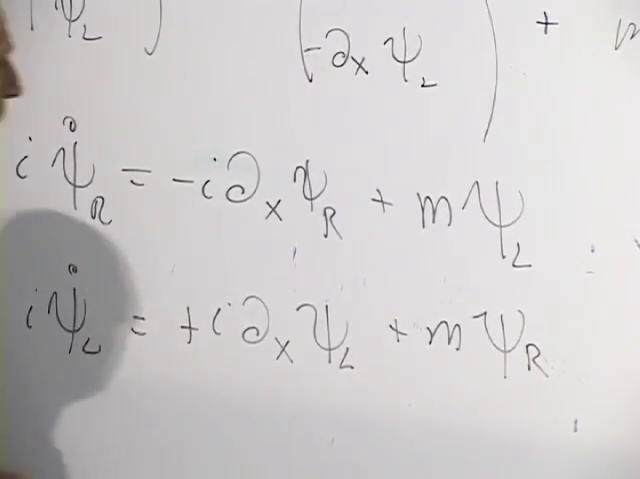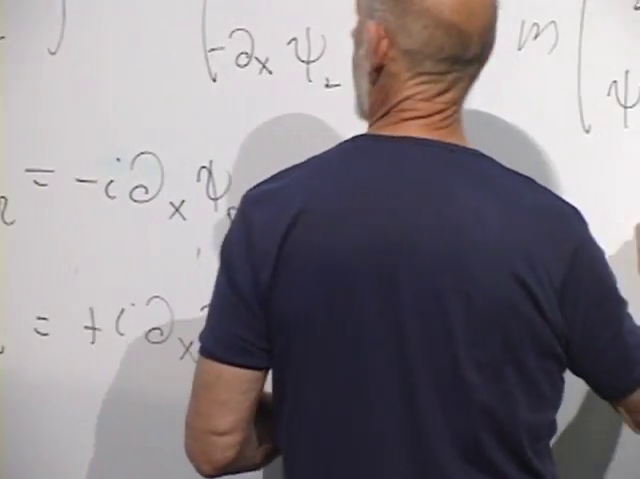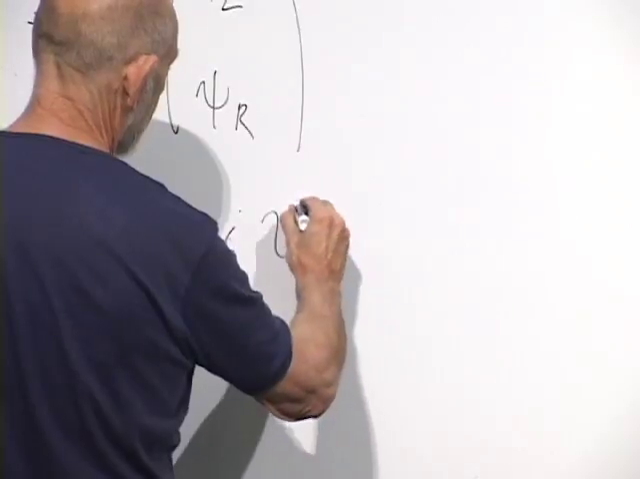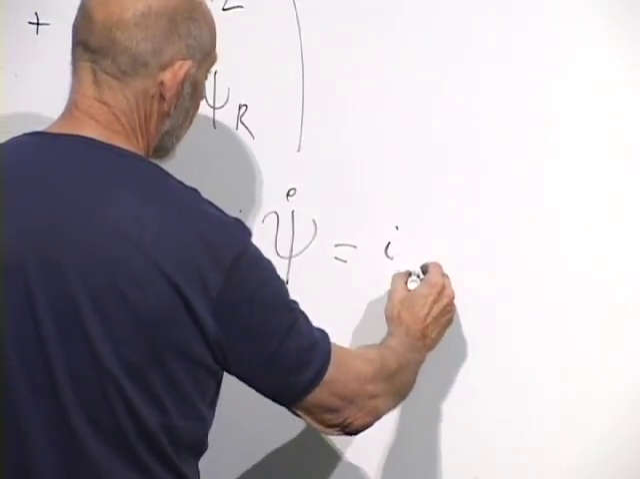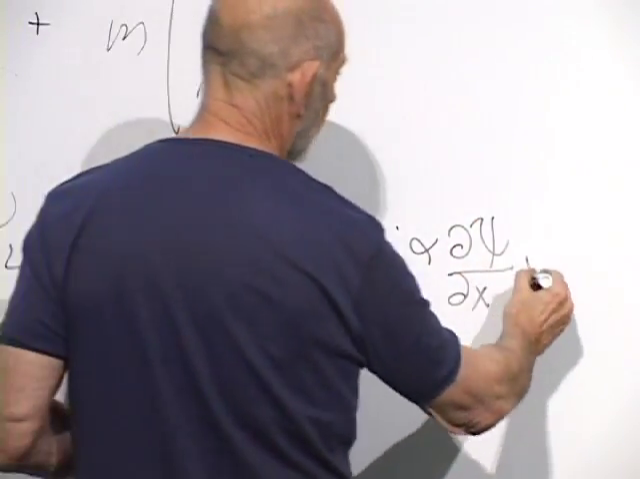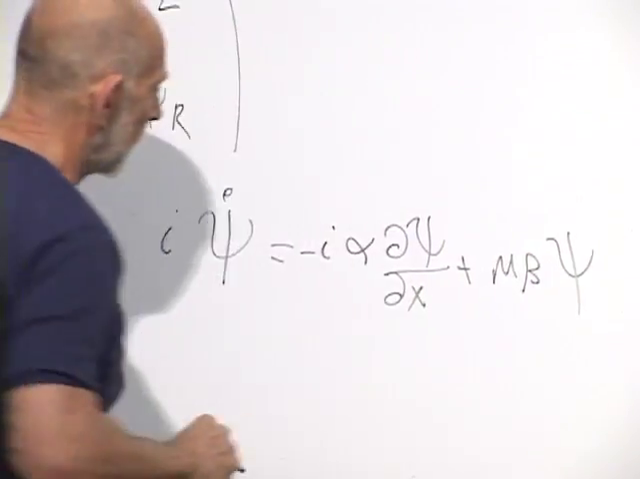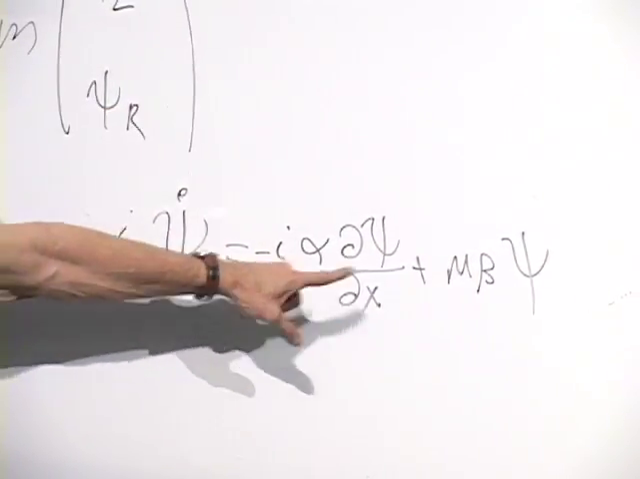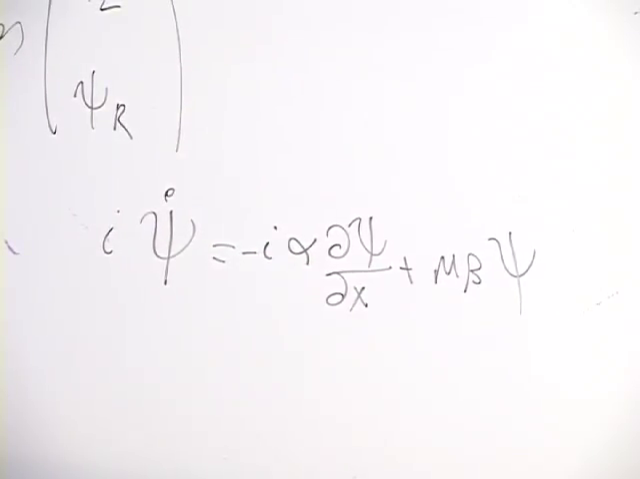You can write them in any number of forms. I can also write it as I psi dot is equal to minus I alpha d psi by dx plus m beta psi. In this form, I must remember that these are columns and that these are matrices. In this form, it's just absolutely explicit what the equations are. And beta interchanges psi left and psi right, so these equations become coupled equations. The left and the right movers become coupled. That's what a mass term does.